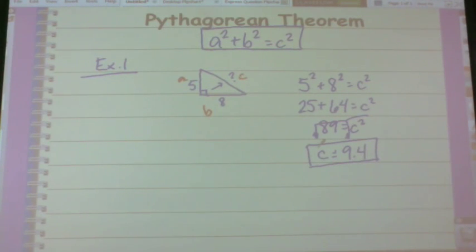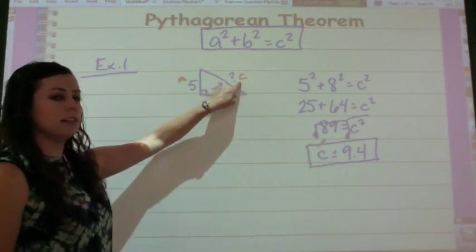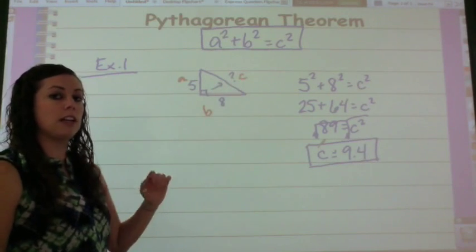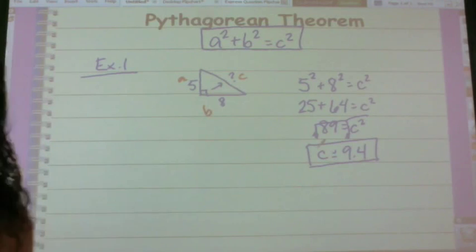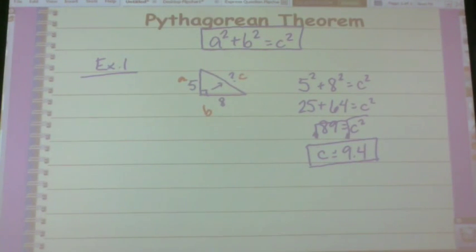So that's how to find the hypotenuse. The next example, I'm going to show you how to find either of the legs, either A or B. It's going to be the same for both. So let's look at example 2.